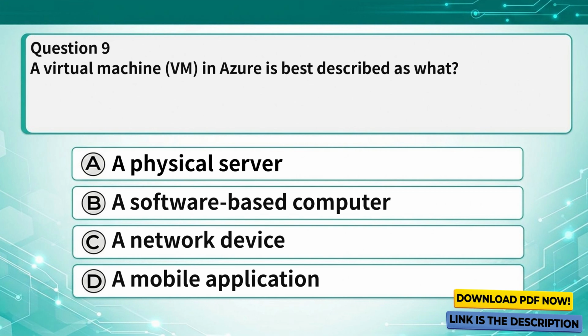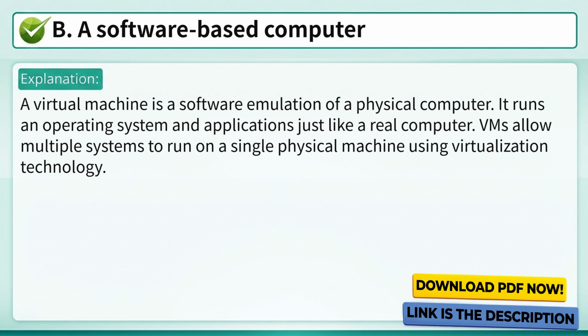Question 9. A virtual machine (VM) in Azure is best described as what? A. A physical server. B. A software-based computer. C. A network device. D. A mobile application. Answer B.